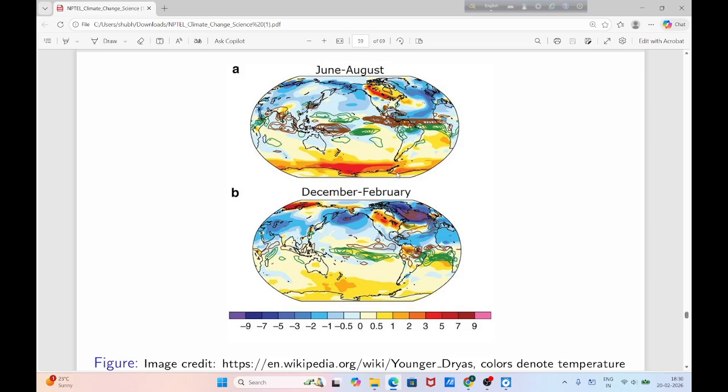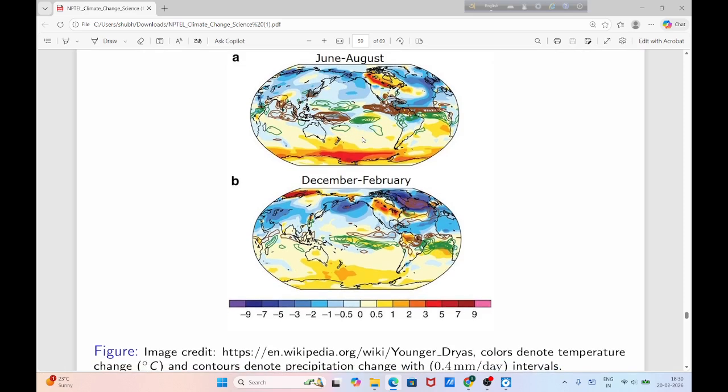What were the climatic features? So here in June to August, these colors denote the temperature change compared to the present time, and the contours, the solid lines in green and brown, denote the amount of rainfall. So in June, July, August, the temperatures should generally be warmer in the northern hemisphere. You can see they were slightly below normal in many of the regions in the northern hemisphere.